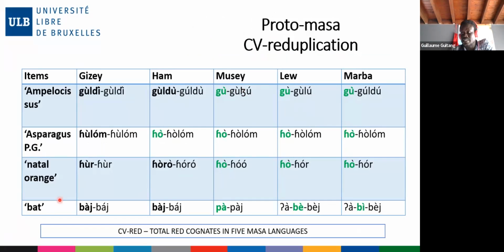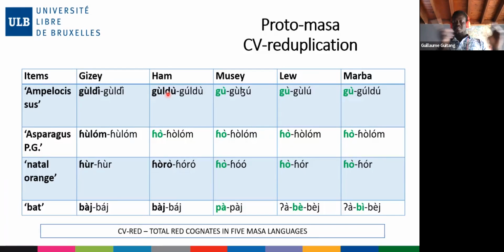So if you look at this table, basically you can divide it into two. You have these groups where you have CV partial reduplication, and then you have Gizey, Ham, and Masana, where you have total reduplication. And so there are two directionalities. Because obviously there is change, the directionality can be from total reduplication to partial reduplication, or from partial to total reduplication.